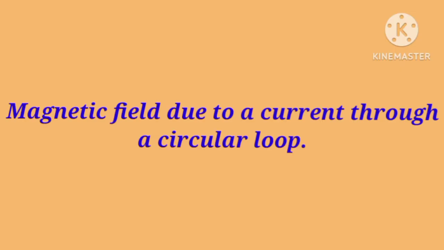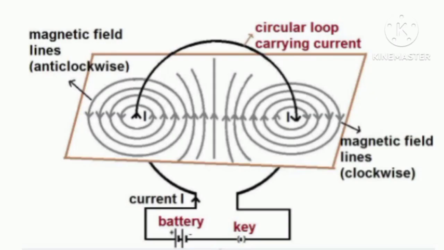Next concept is magnetic field due to a current through a circular loop. Let us bend this wire in the form of a circular loop and try to find out the magnetic field pattern due to this loop. We have learned that the magnitude of magnetic field depends inversely on distance, and the concentric circles representing magnetic field get bigger and bigger as we move away from the wire.